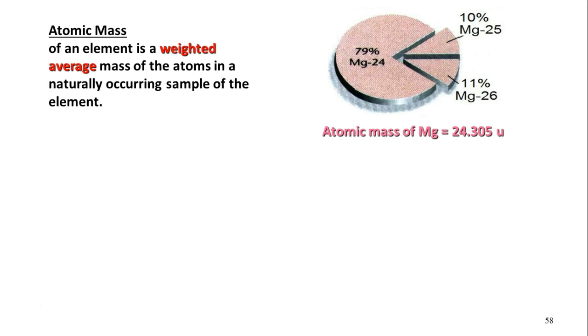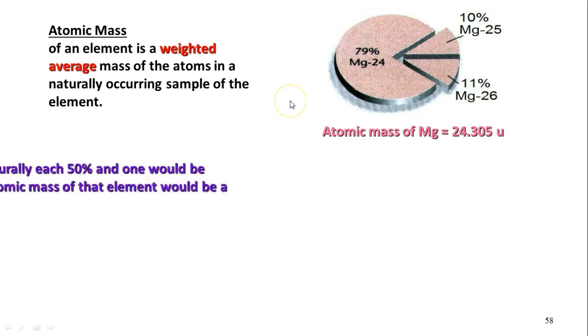Now this makes a lot of sense actually, because the vast majority of the magnesium isotopes are magnesium 24. So we would expect the average to be close to 24, right? Just like if most of your grades were about a 90, you would expect your average, your GPA, to be about a 90, right? Same thing for this.